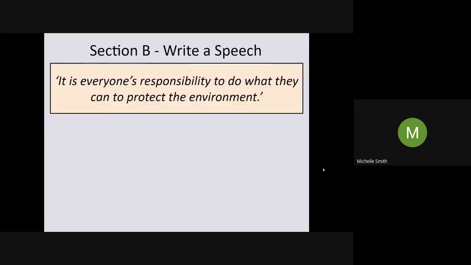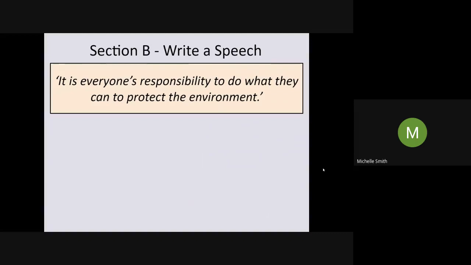Okay, so what we're going to do is we're going to write a speech. Well, who are we going to write it to? So this is where we need to read what's on our exam paper. And when they ask you to write a speech, it's often presented like this. They're going to give you a statement. So this is our statement we're going to work with. It is everyone's responsibility to do what they can to protect the environment.